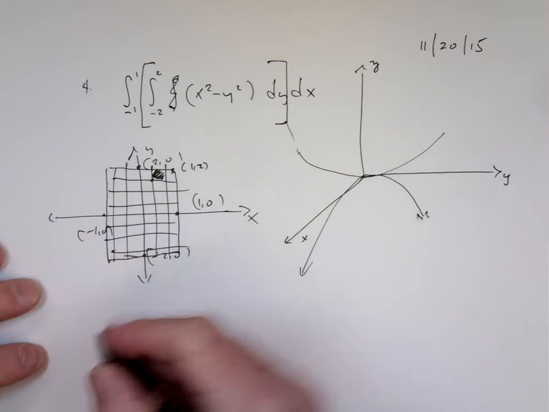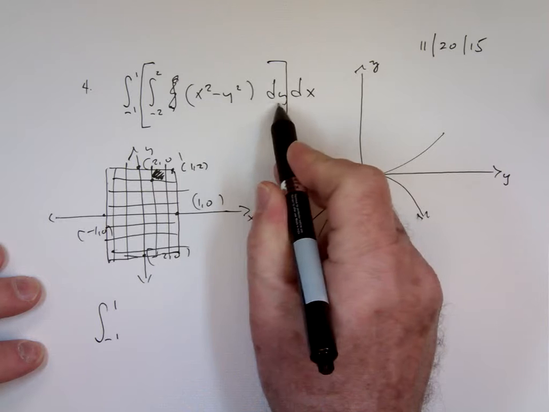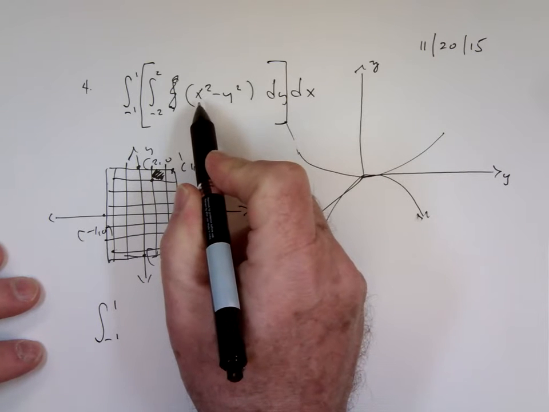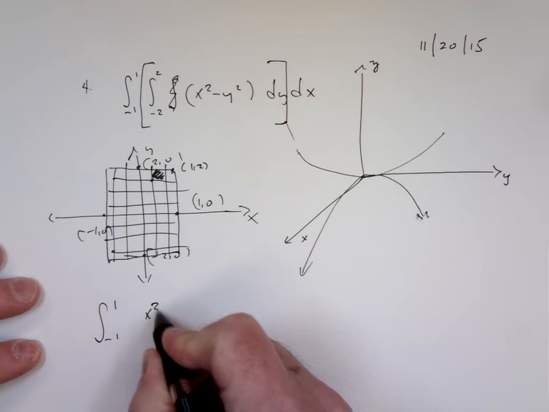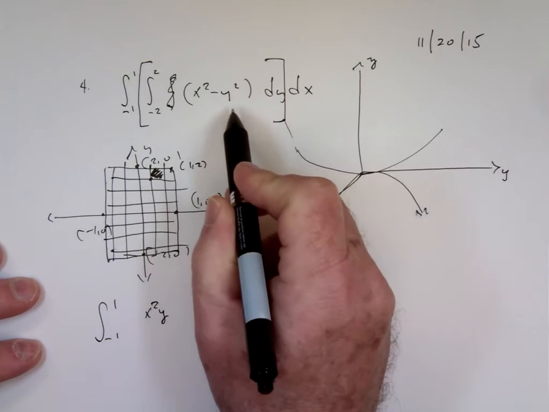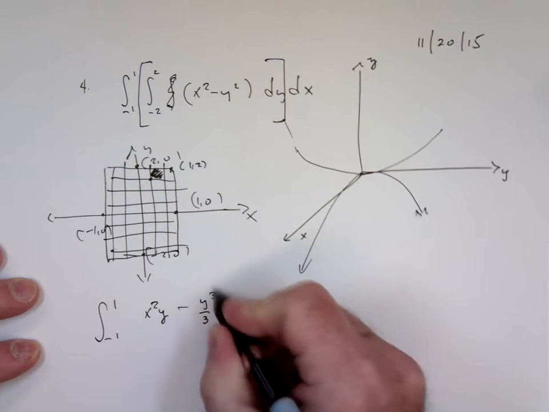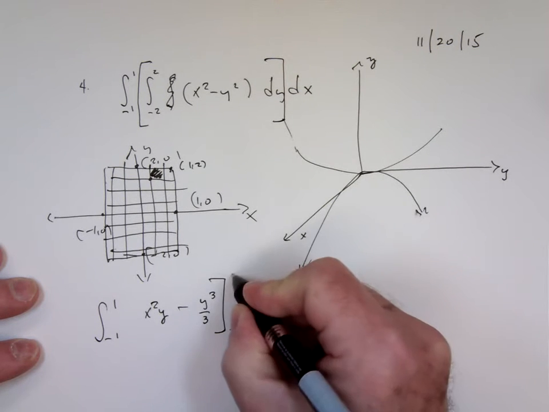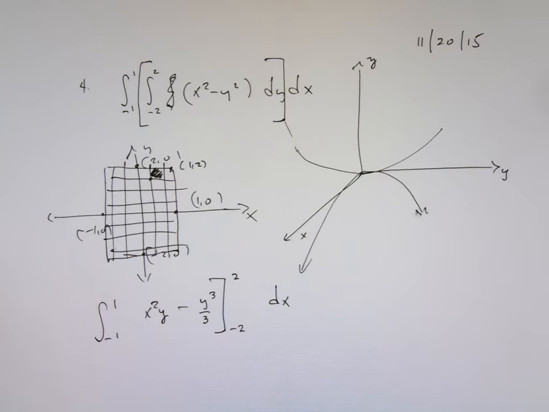Now, how do you do that integral? Let's see. We'll do the inside one first in terms of y's. That means x is a constant. And when we integrate x squared with respect to y, it's going to be x squared y. And when we integrate y squared with respect to y, that's going to be y cubed over 3. And the limits of integration are negative 2 to 2. And we still have our x's to go. So you do the innermost one first.